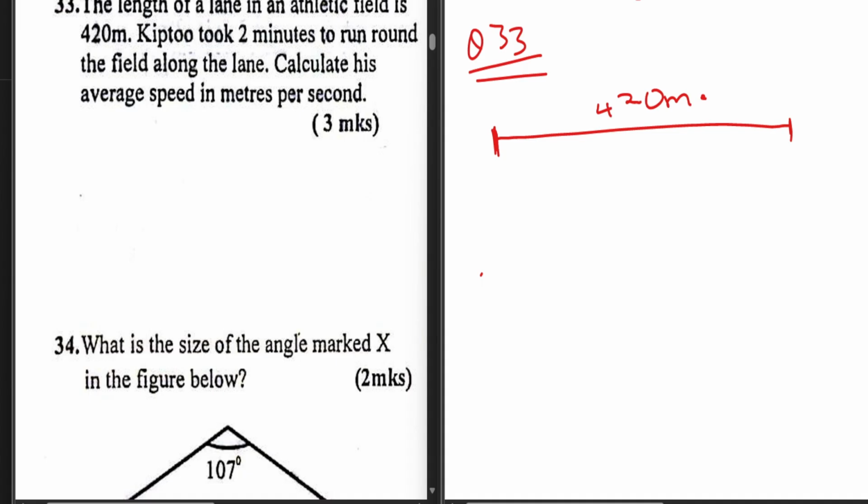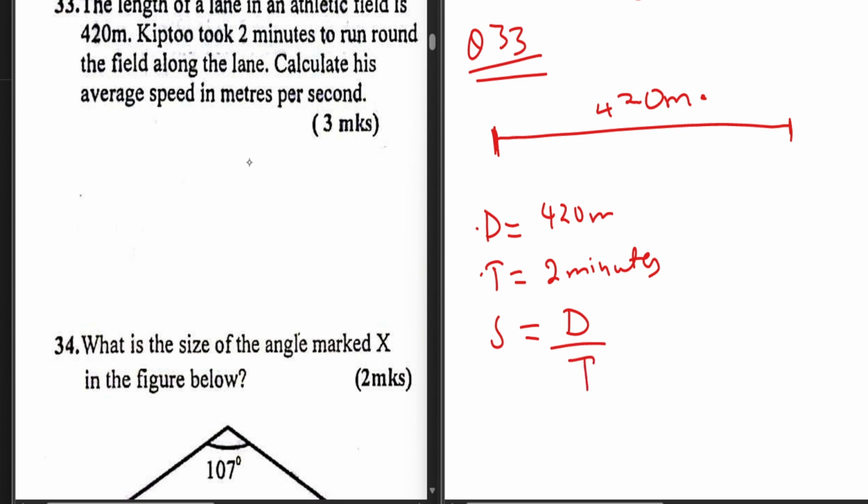The length of a lane in an athletic field is 420 meters. Kipto took 2 minutes to run around the field along the lane. Calculate his average speed in meters per second. So the distance is 420 meters. You don't know the speed. The time is 2 minutes. And the speed is given by distance over time. Just remember this triangle, which is DSTV. If you want to find the speed, you take distance over time.